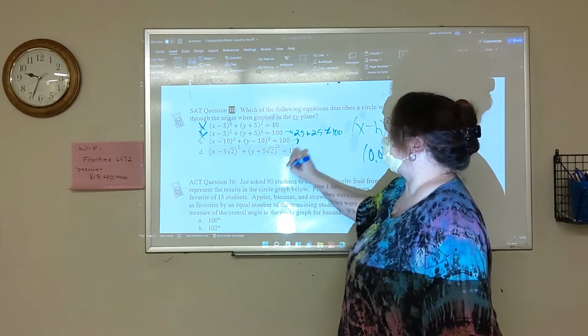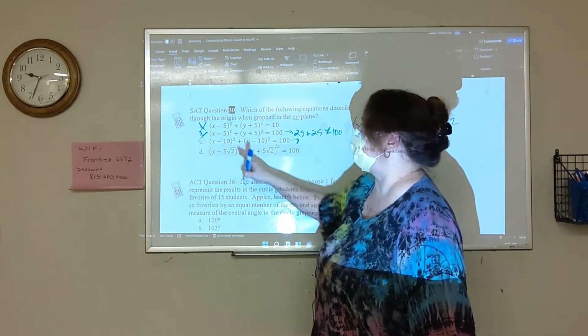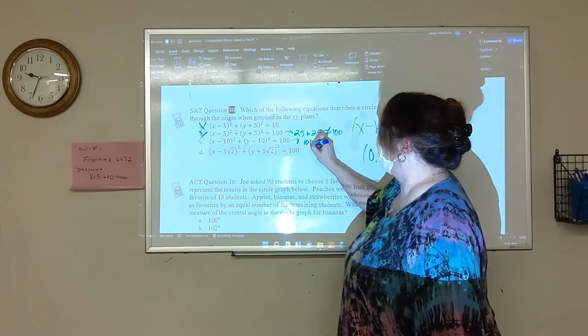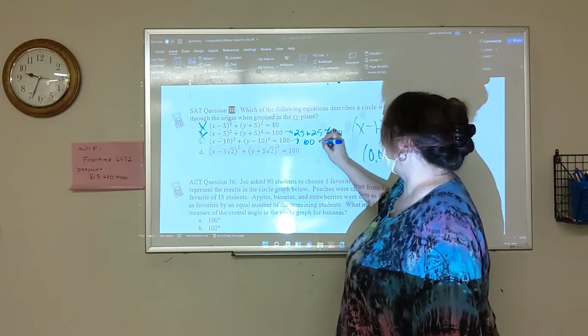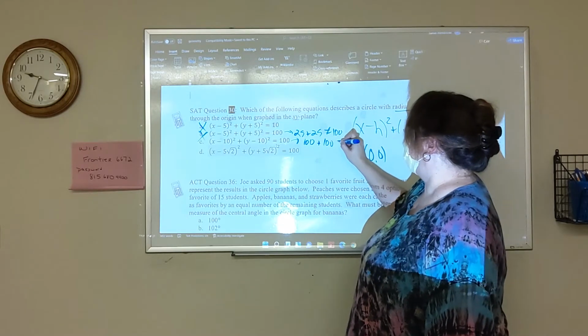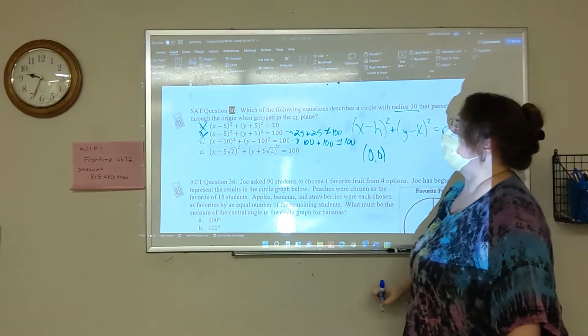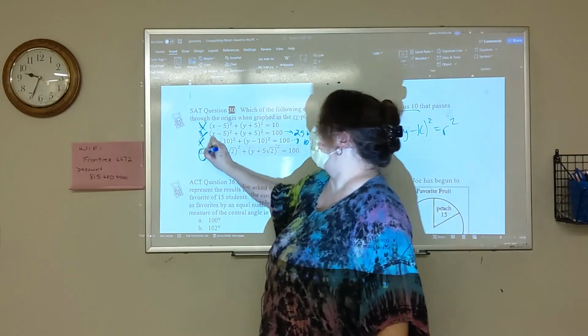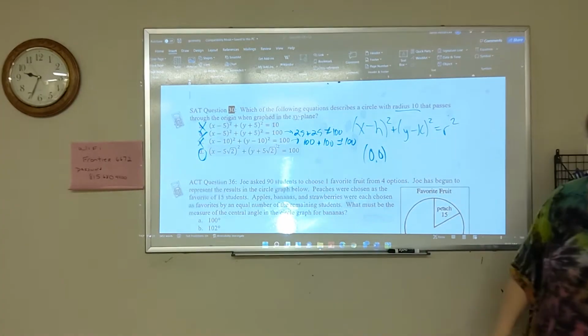C, same idea. Plug in 0, 0. 0 minus 10 is 10. 10 squared is 100. 0 minus 10 is 10. 10 squared is another 100. 100 plus 100 is not equal to 100. Rule out C. Answer's got to be D. And if you plug it into your calculator, it'll work.